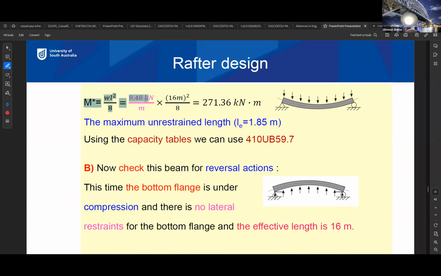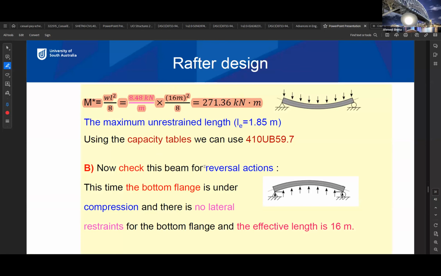So the positive or the downward moment will be something like this. How do we get this one? Again, 8.48 times 16 squared over 8. So the positive moment, as you can see, will be below the datum.